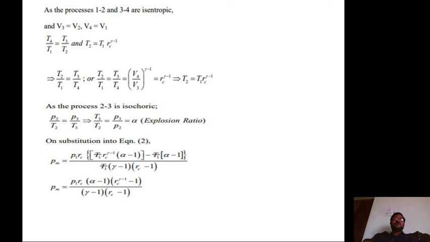Assuming process 2 to 3 is constant volume, P2 by T2 is equal to P3 by T3. It implies that T3 by T2 is equal to P3 by P2 is equal to alpha, the explosion ratio, that is P3 by P2. Okay, by substituting all the things, you will get the mean effective pressure: P1 by RC, alpha minus 1, RC raised to the power of gamma minus 1, by gamma into gamma minus 1, RC minus 1, is the mean effective pressure of the Otto cycle.